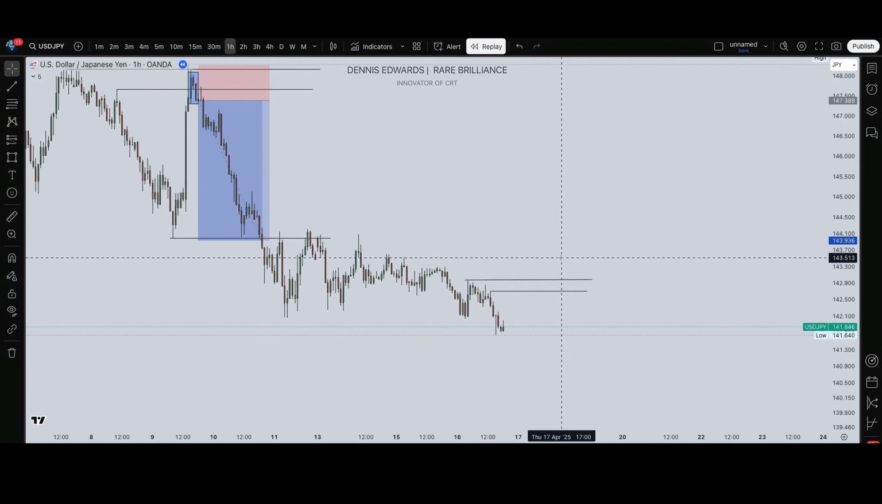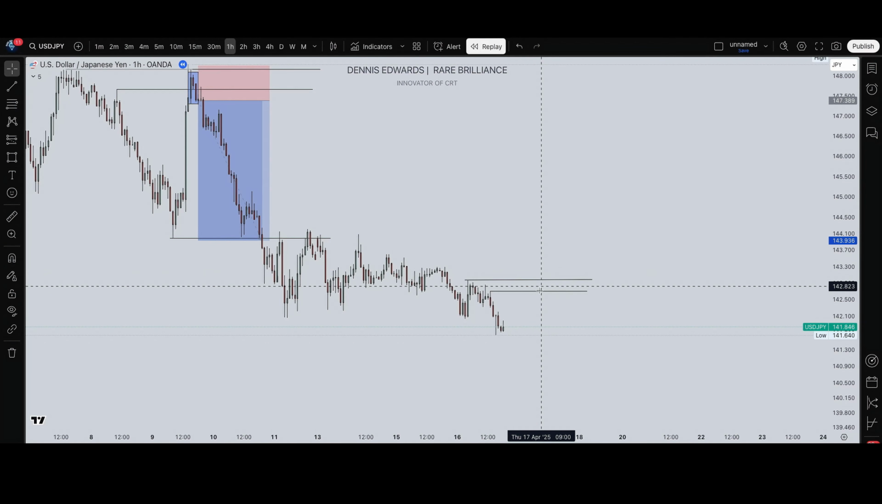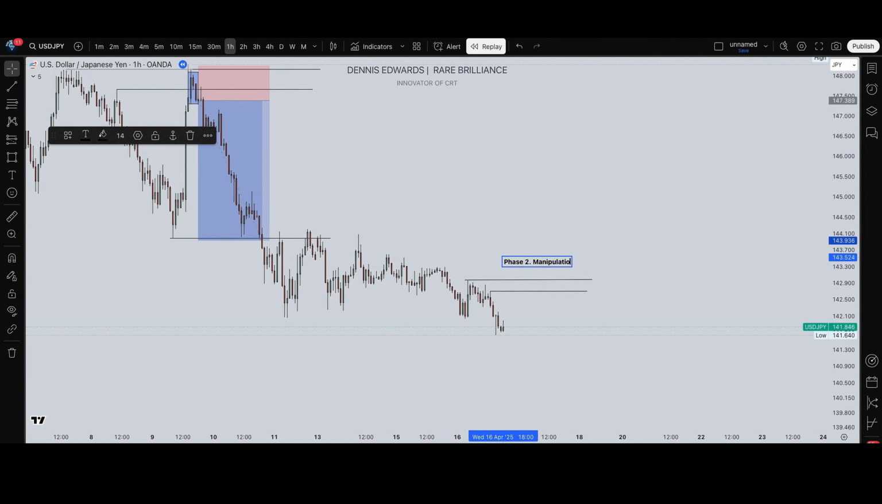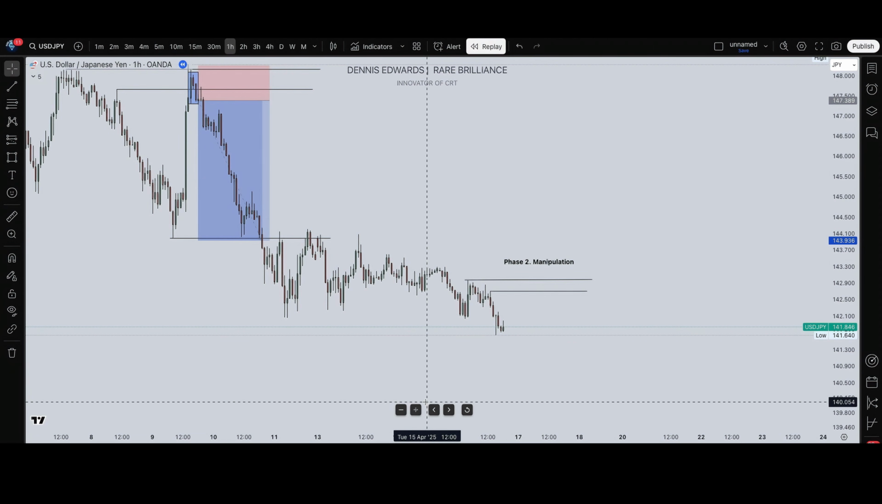So now what you want to do is wait for price to continue this full manipulation phase. So I'm going to draw phase two up above, and then we'll see what happens next. Okay, so now let's watch the market and see what happens.